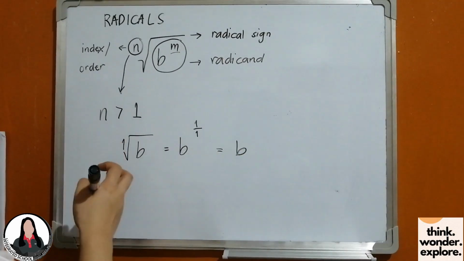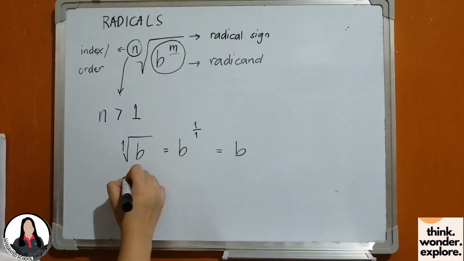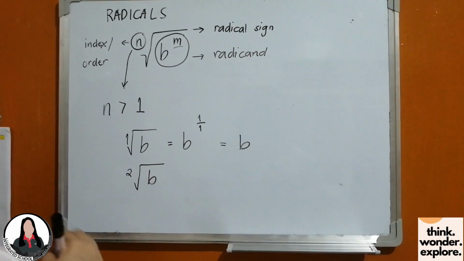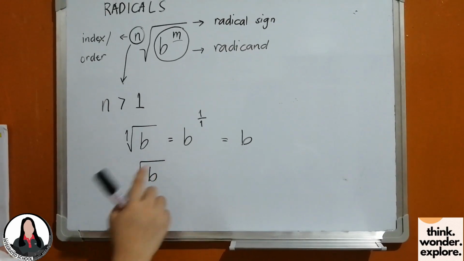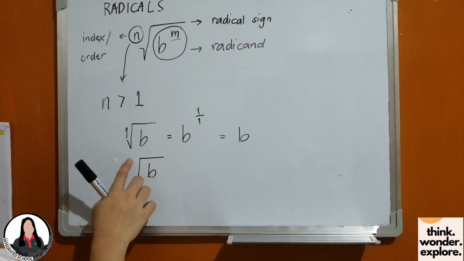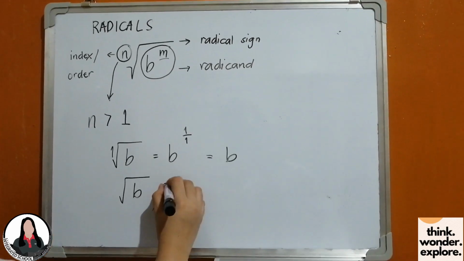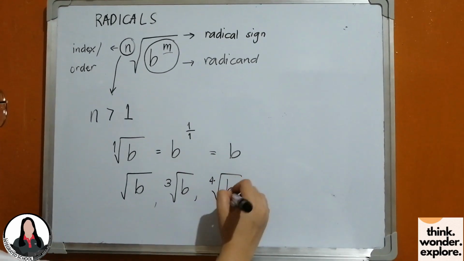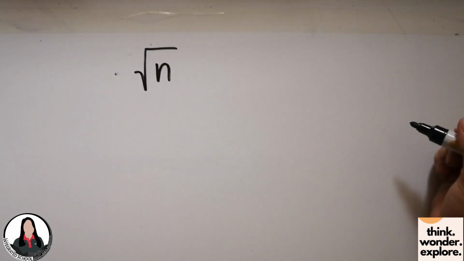So, saan nagsisimula ang ating paghanap ng root? Nagsisimula na siya sa 2. So, kaya po, ang square root of b ay pwede nang isulat ng wala ang 2 since understood na ang isang radical sign na walang nakalagay na root is a square root. And then, for the cube root, we write this as cube root of b, then the fourth root of b, and so on.